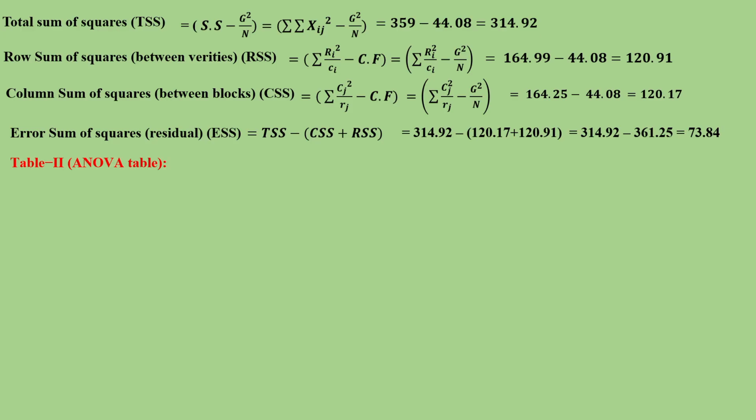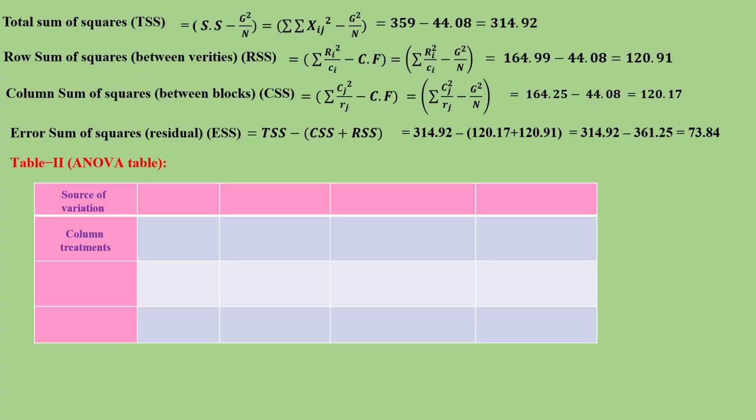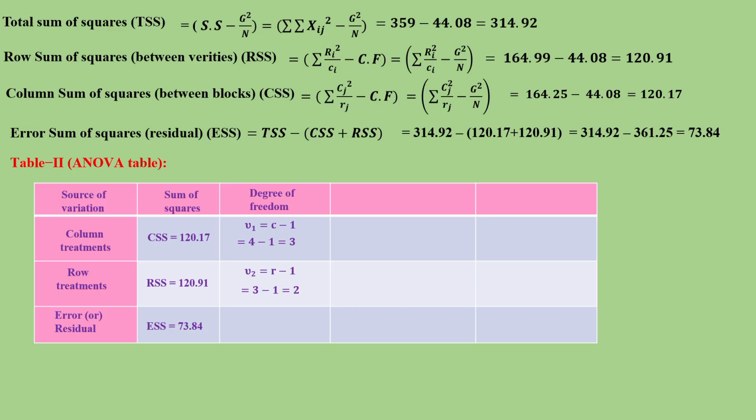Next, prepare the ANOVA table. Source of variation: column, row, error. Sum of squares: CSS 120.17, which you have calculated above, then RSS 120.91, ESS 73.84. Next, degrees of freedom. For column, V1 is equal to C minus 1, 4 minus 1, 3. Then for row, V2 is equal to R minus 1, 3 minus 1, that is 2. Then V3 is equal to R minus 1 into C minus 1, 2 into 3, 6.